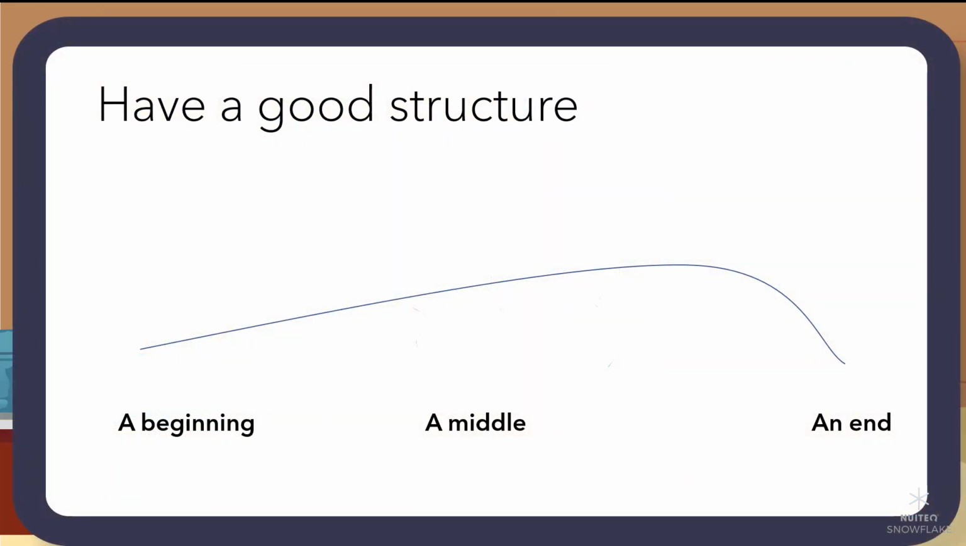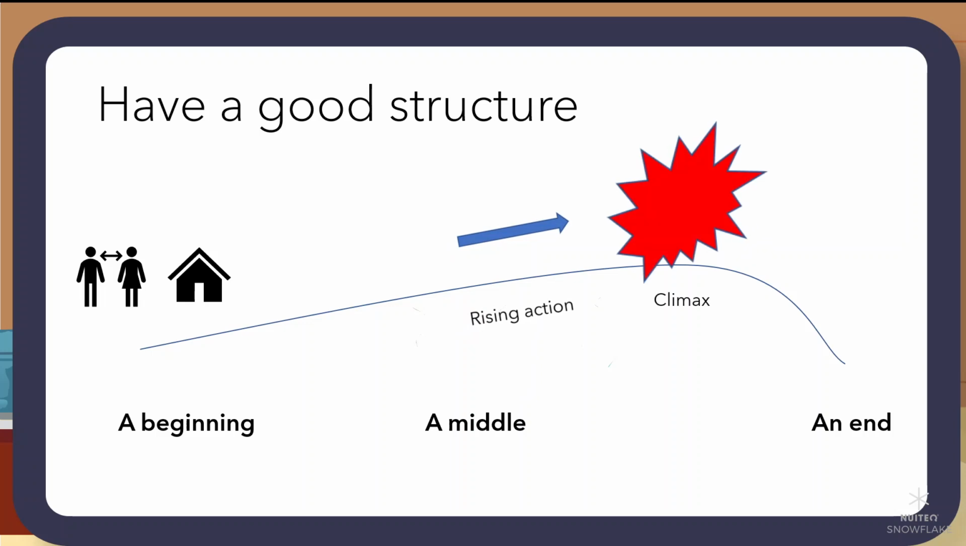A story has a beginning, a middle, and an end. In a linear story, we usually meet the characters in the beginning, and we also find out where the story takes place. We learn how the characters are connected. In the middle, things start happening. This is called rising action. This keeps escalating until the story reaches its climax.